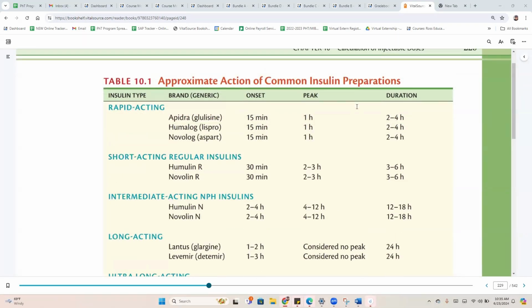Table 10.1 shows the approximate action of common insulin preparations. So we have rapid acting insulin. The brand names that our book lists, there might be more since the book's been published, are Apidra, Humalog, and Novolog. The short-acting regular insulins are Humulin R and Novolin R. The intermediate-acting NPH insulins are Humulin N and Novolin N. Long-acting are Lantus and Levemir.